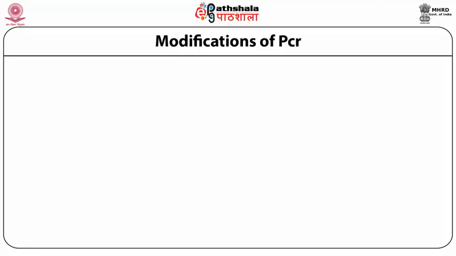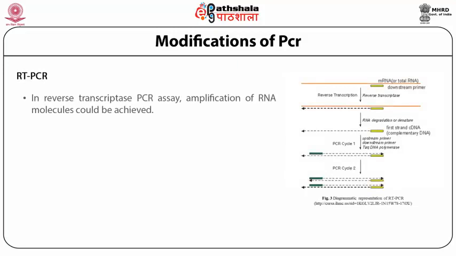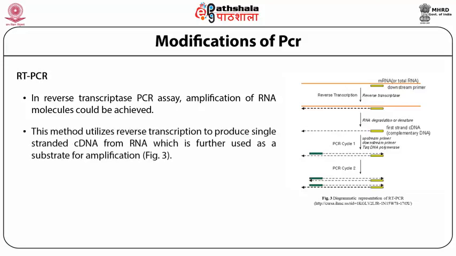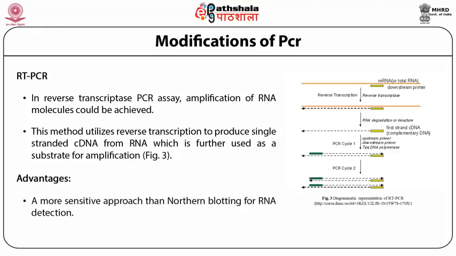Several modifications of PCR are routinely used in the clinical laboratories, and amongst these, the most important is RT-PCR, or reverse transcriptase PCR. This method allows amplification of RNA molecules and utilizes reverse transcription to produce single-stranded cDNA from RNA, which is further used as a substrate for amplification. Thus, this method can be easily used for detection of RNA viruses, and the major advantage is that it is a more sensitive approach than Northern blotting for RNA-based detection.